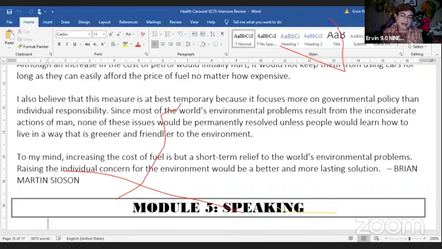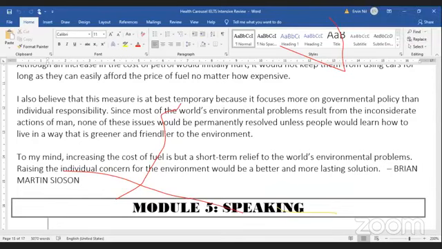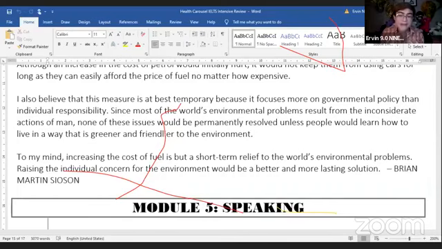The point of Brian here is, you want to address the problem of the environment, then don't come up with new laws. What do you do? You change the mindset of people. Because if you're able to do something like that, you ask people to live in such a way that is friendlier, greener to the environment, then you don't have to make laws anymore, because people do it out of their own will, voluntary, so to speak.